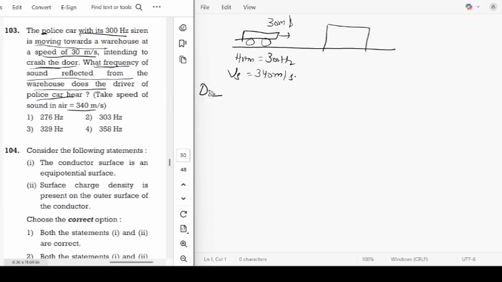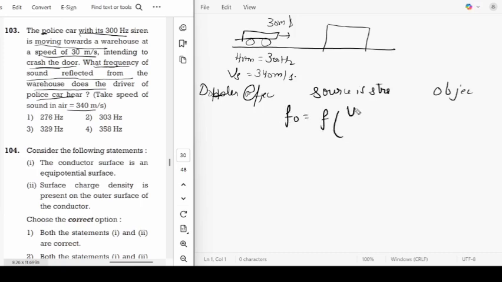Now we apply the Doppler effect here. According to the Doppler effect, if the source is stationary and the object is moving, our formula is f naught equals f times (v plus v naught) divided by v. Here v is the velocity of sound and v naught is the velocity of our object.